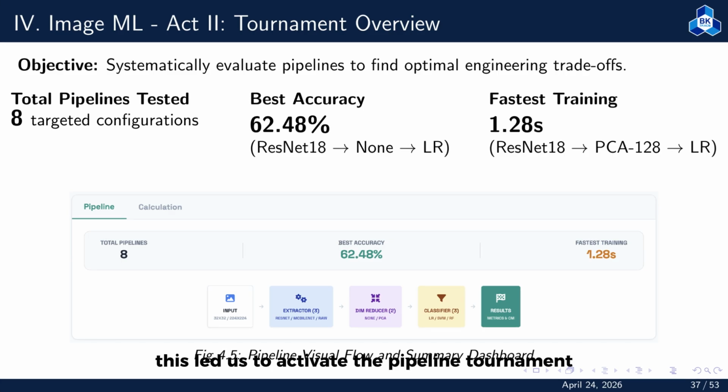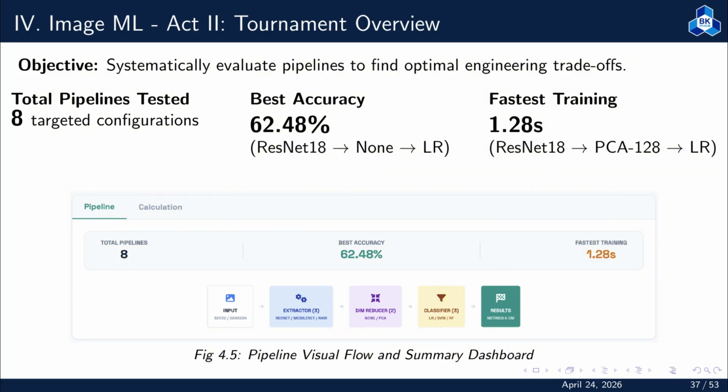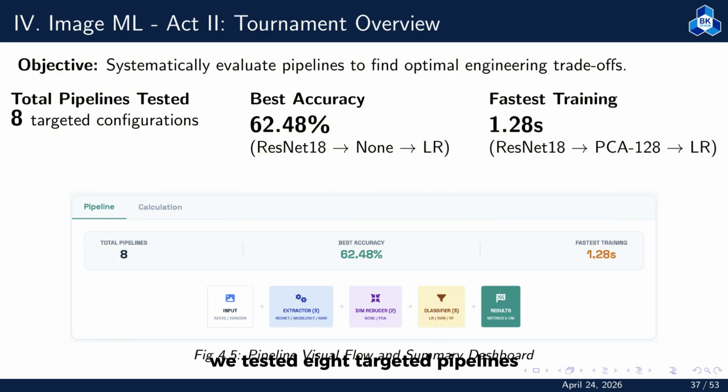This led us to ACT-E, the pipeline tournament. We didn't just want accuracy, we wanted to find the sweet spot of engineering. We tested 8 targeted pipelines, comparing ResNet and MobileNet backbones, different levels of PCA dimensionality reduction, and various classifiers. Our fastest training time dropped to just 128 seconds, while our best accuracy capped at 62.48%.